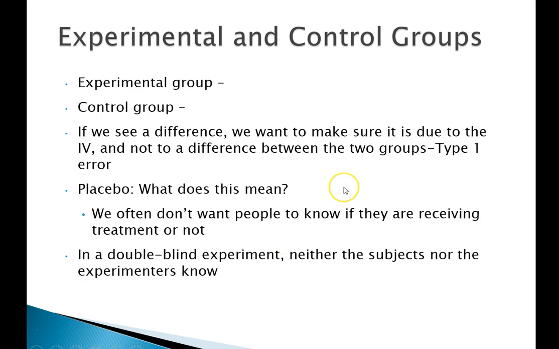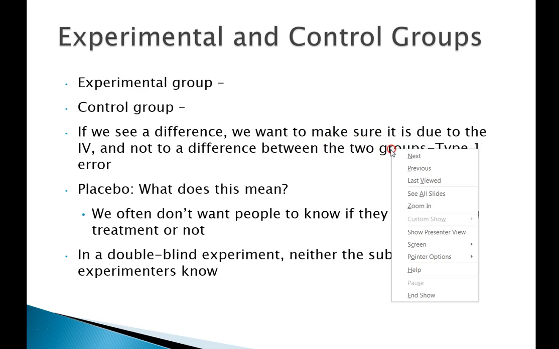As we go through these slides and as you have read, you can encounter errors within your research and your data. And what we're trying to do is prevent any errors. And these experts have come up with type 1 and type 2 errors. Type 1 error is if we see a difference, we want to make sure it is due to the independent variable and not to a difference between the two groups. That right there is why it is so important that our samples are as alike as possible.